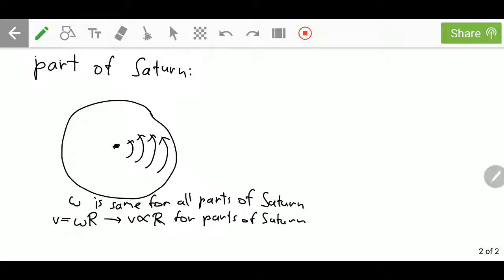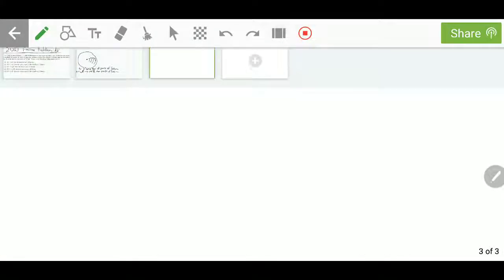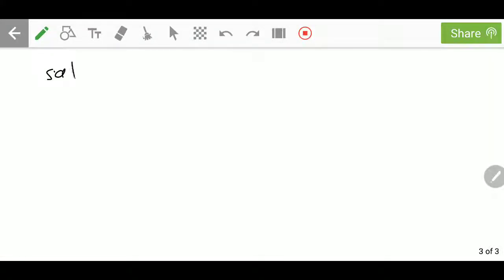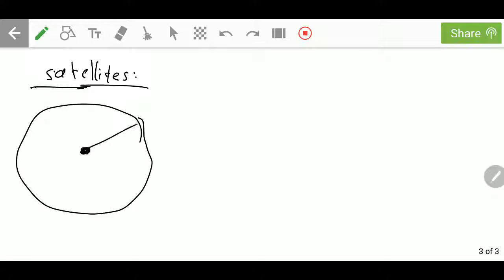Now, on the other hand, what about satellites? Well, satellites are no longer going to rotate with all of Saturn, but now we need to look at gravity, which will be the relevant force, and see how the velocity changes with radius. Well, suppose we have a circular orbit. So if we're outside Saturn, we can just assume that Saturn is a point mass, and then we have an orbit of radius r, and the object will move at some speed v.